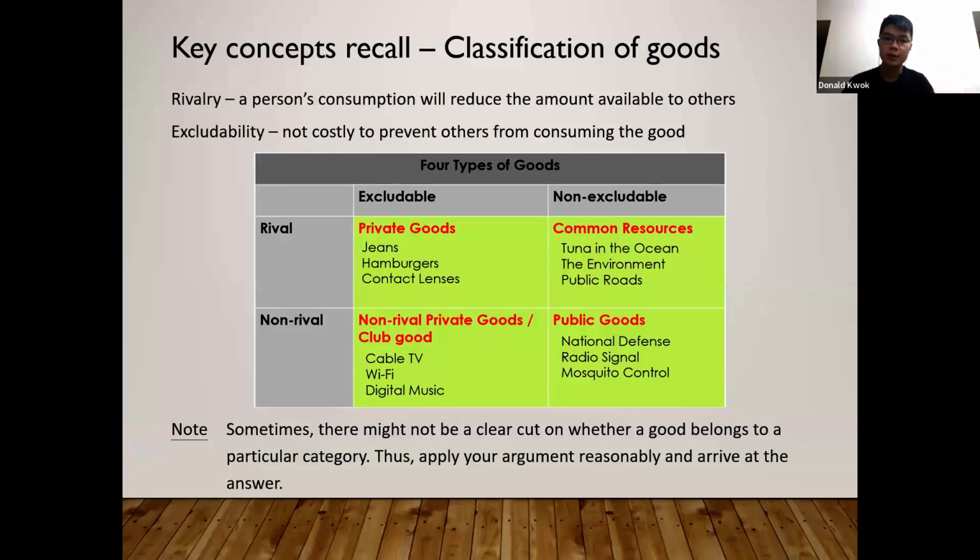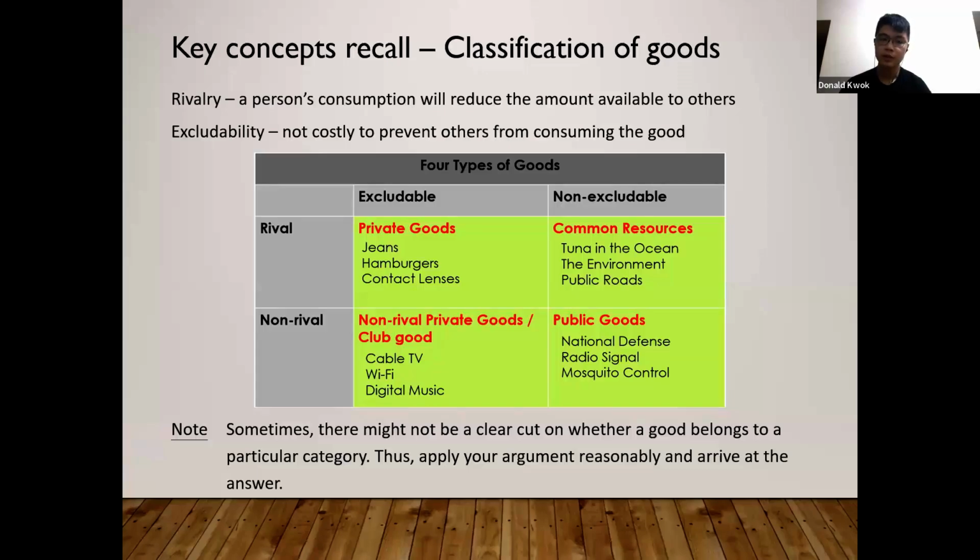Okay, so the second dimension is excludability, and it's saying it is not costly to prevent others from consuming the good. Again, using the example of that apple, it is excludable in consumption because if you do not pay the price of that apple, then you cannot consume or eat that apple. So it is easy to exclude you from consuming that apple.